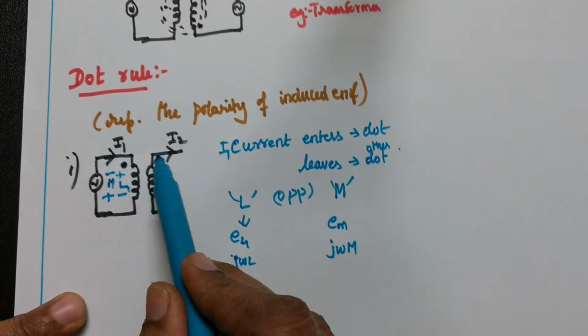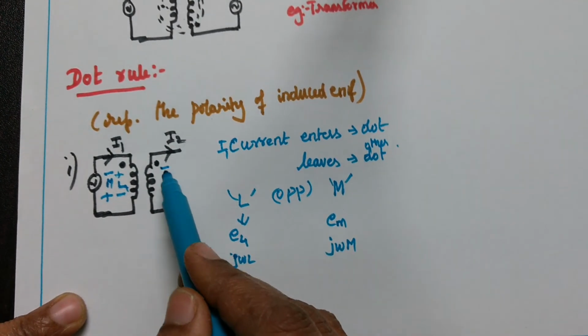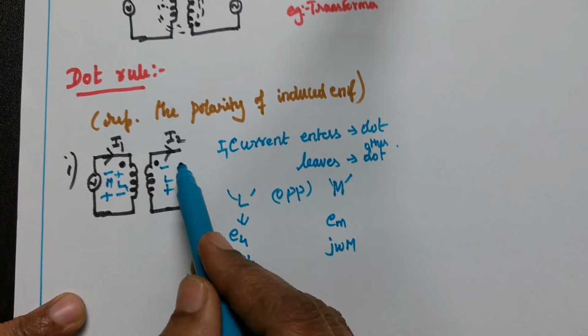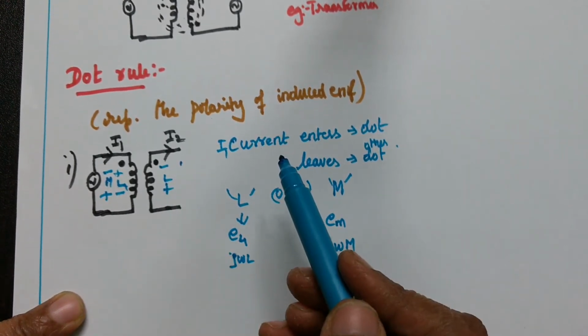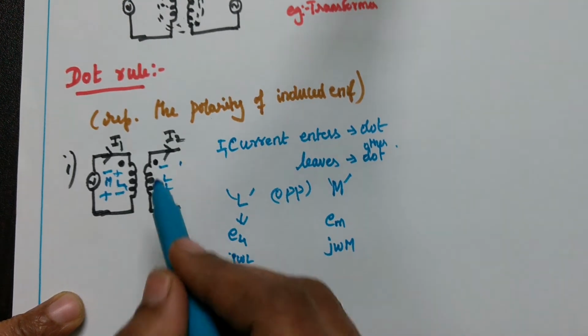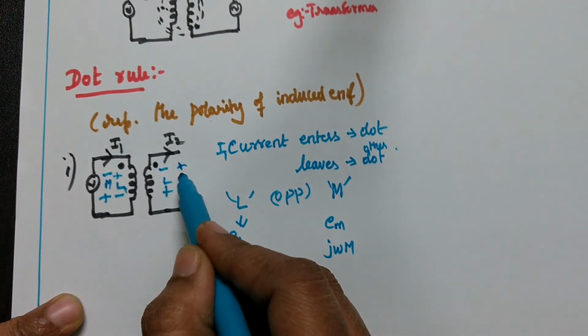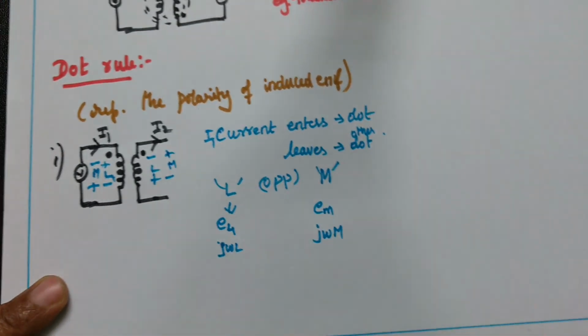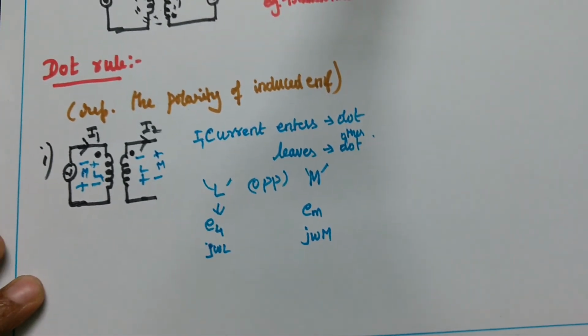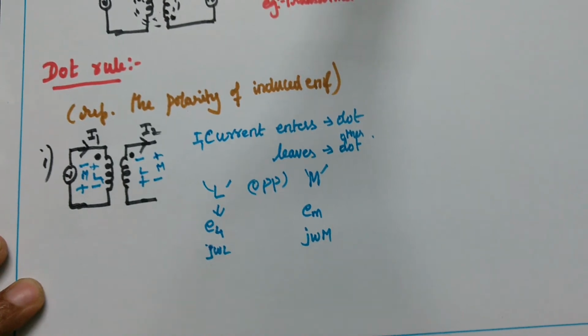And here current leaves from the dotted end. So minus plus for the L terms and opposite polarity for the M terms, because one current enters at the dotted end and the other current leaves at the dotted end. So plus minus for the mutual induced EMF and mutual inductance terms. This is the first case, when current enters at one dotted end and leaves at the other dotted end.